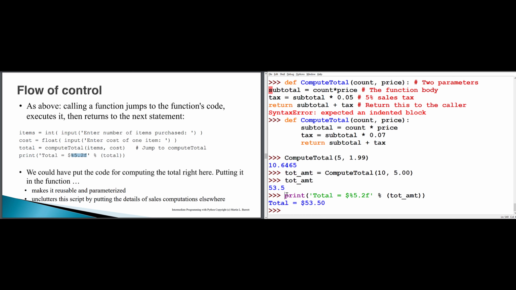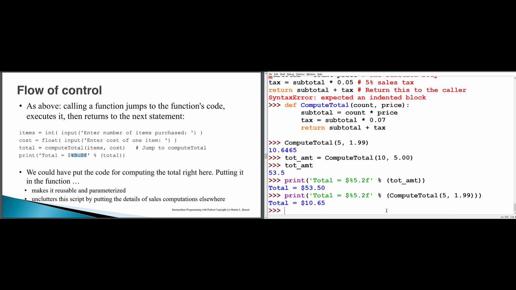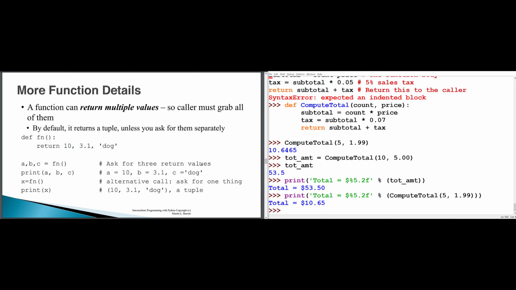Or I can copy and paste this part, and then I'll copy and paste my compute total function up here. And now we have $10.65. Okay, so nested function calls are perfectly fine.